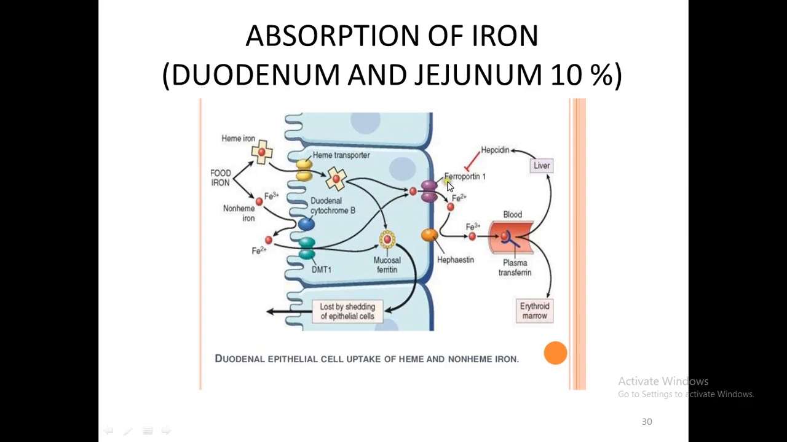Most of it goes out into the bloodstream, and it passes through this exit, which is called ferroportin. Once it comes out in the ferrous form, it has immediately got to be changed to the ferric form. So it meets this enzyme hephaestin, which changes it back to the ferric form, and this ferric form is then held by the plasma transferrin, and it circulates in the blood, either going to the erythroid marrow or going to the liver, etc.